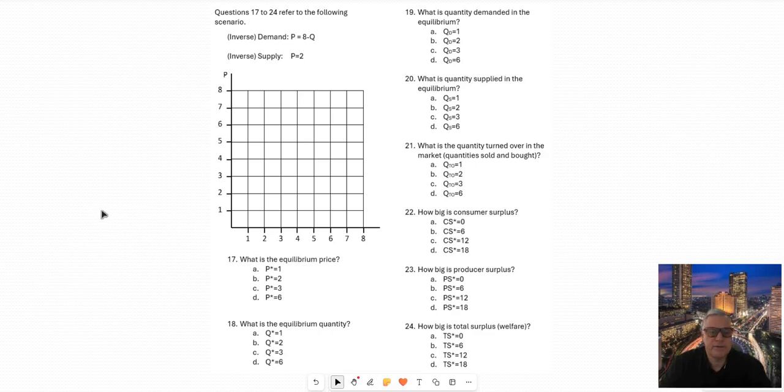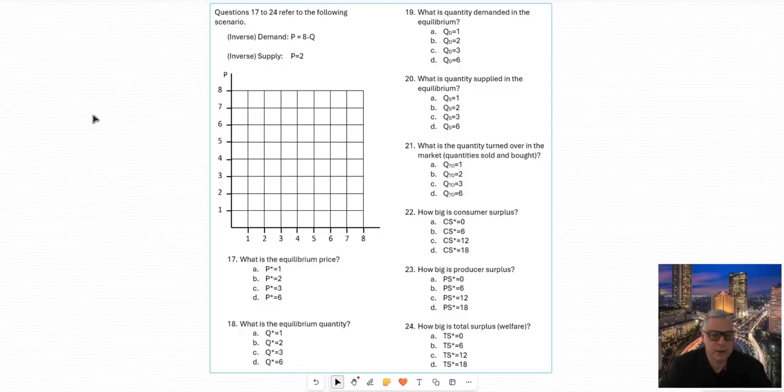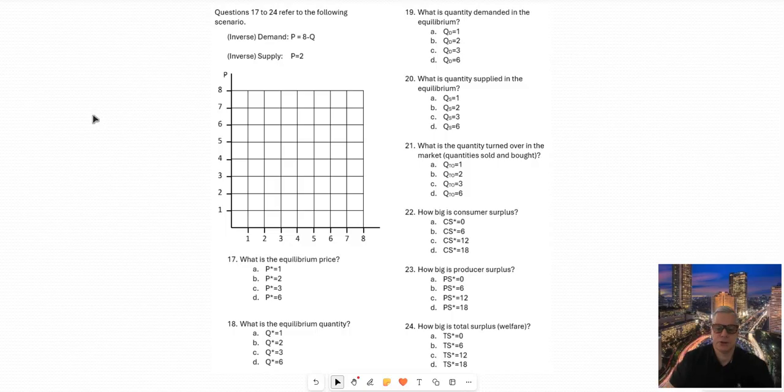Okay, so now we have a third scenario. Again, we have the same inverse demand function, but now we have a supply function which is horizontal. So let's draw again everything.